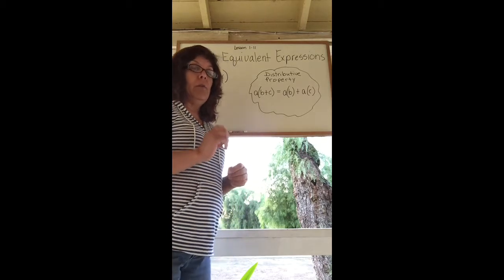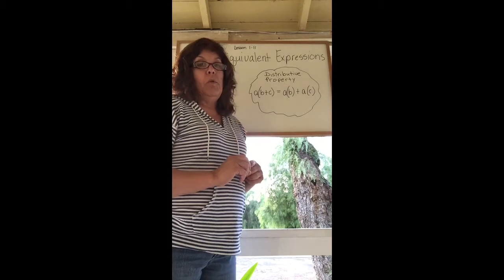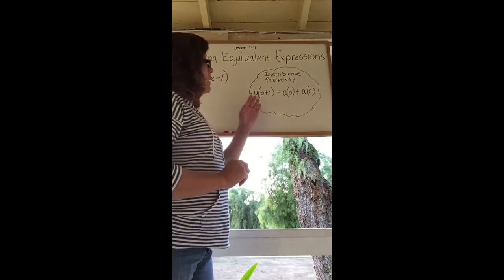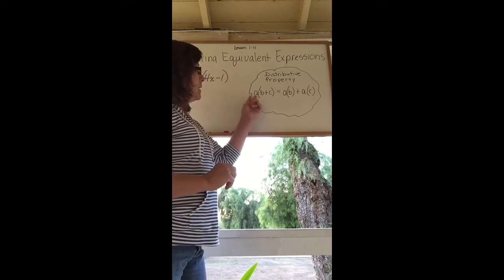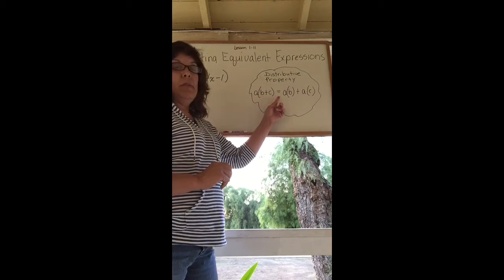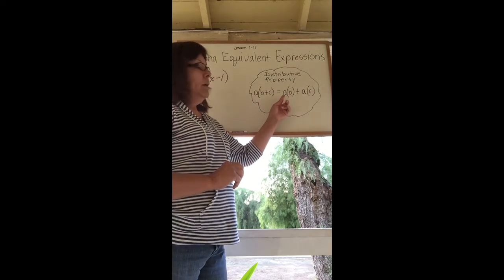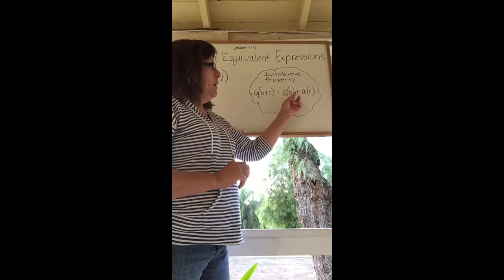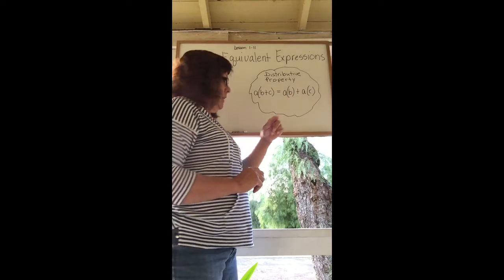Before we get started, I want to review the distributive property with you. And the distributive property says that A times the quantity of B plus C is the same thing as, it's equal to, A times the quantity of B plus A times the quantity of C.